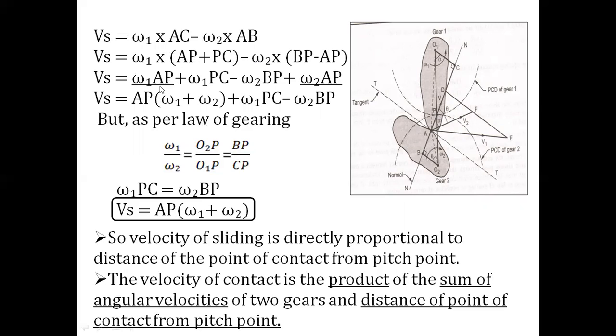So omega 1 into AP plus omega 1 into PC minus omega 2 into BP, and this minus minus will become plus omega 2 AP. AP is common here, so taking AP common from omega 1 AP and omega 2 AP gives AP into omega 1 plus omega 2, plus the remaining terms omega 1 PC minus omega 2 BP.